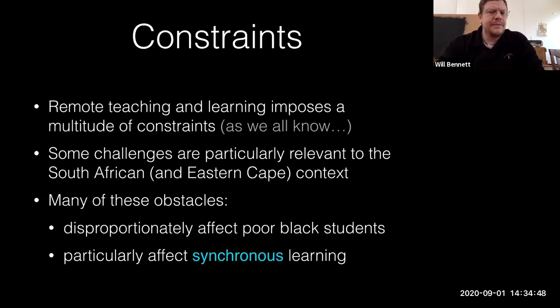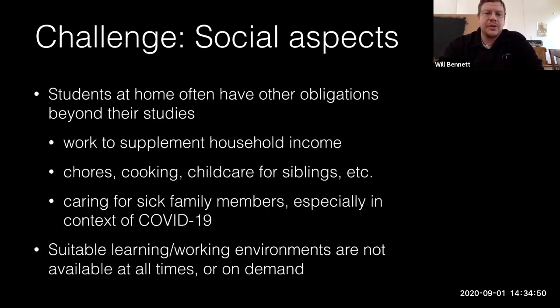Yeah. So some of the problems we wanted to work around are, number one, social aspects. I'm sure you've all heard your own stories from your own students about situations at home that are perhaps not conducive to work. So we've heard of students who have to work to supplement household income, or students who are expected to care for their younger siblings while their parents are out of the house at work or doing other things. And in particular, in the context of COVID, there's the issue of caring for sick or ill family members.